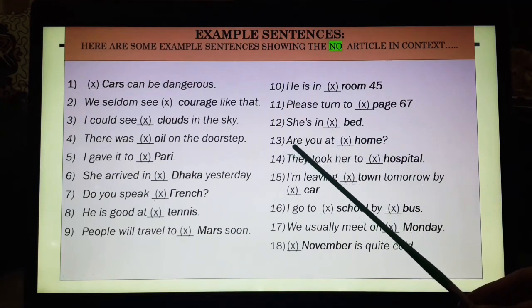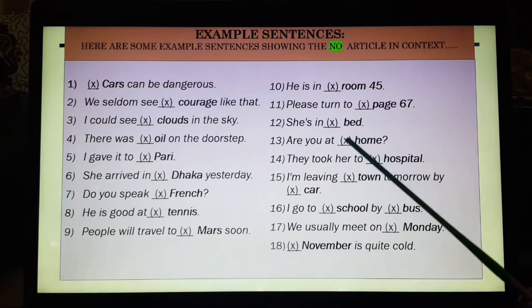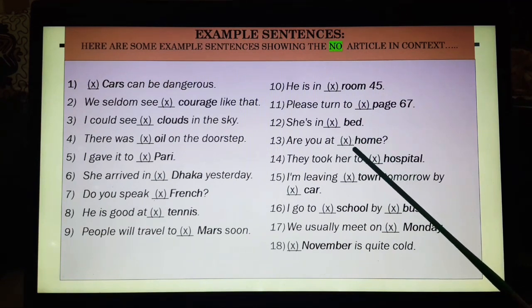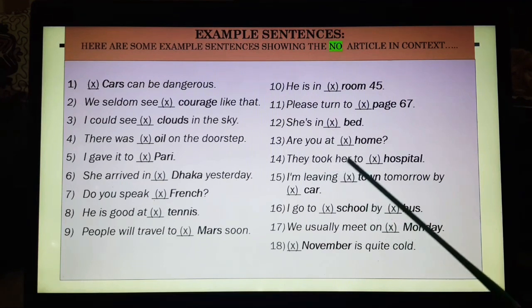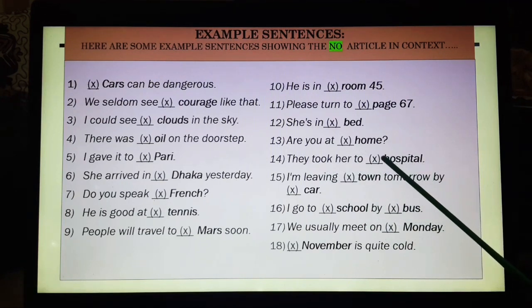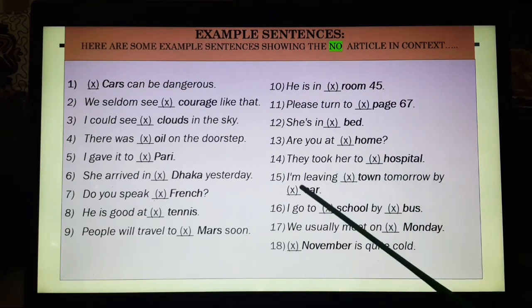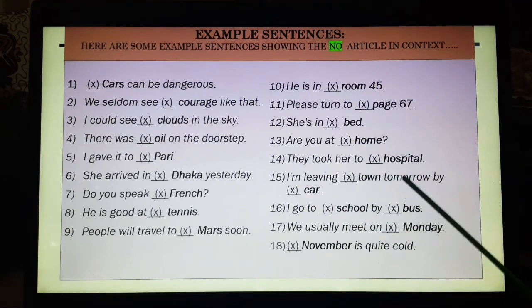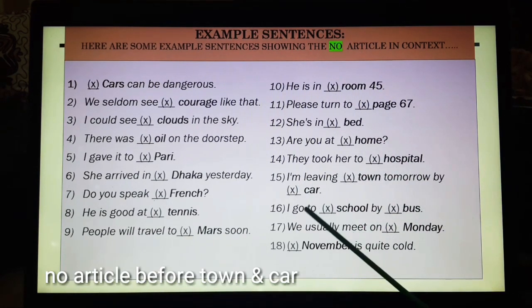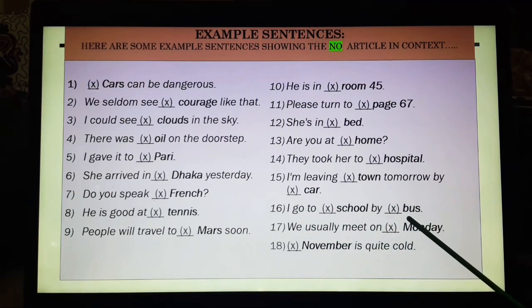And are you at home? We do not use any article before home, you know that. They took her to hospital. Hospital is the name of a place, so we do not use any article. I'm leaving town tomorrow by car. And I go to school by bus. We usually meet on Monday.